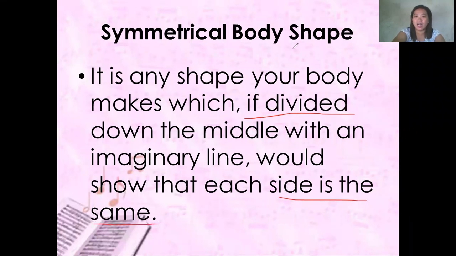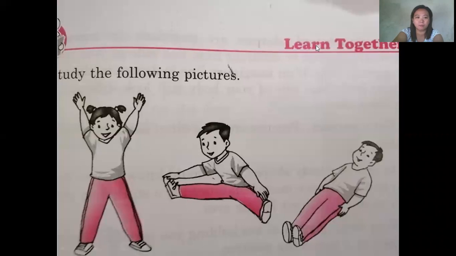Okay, so for example, I will show you some pictures. For this one, if it is cut, for example, with a line down the middle, this side is the same as this side, right? Next is this one. Let's pretend the line is straight. This side and this side are the same. And also this one, when you cut it, even if my line is not straight, you're lying on the floor. If you cut it there, it is the same on the other side. Both are the same.